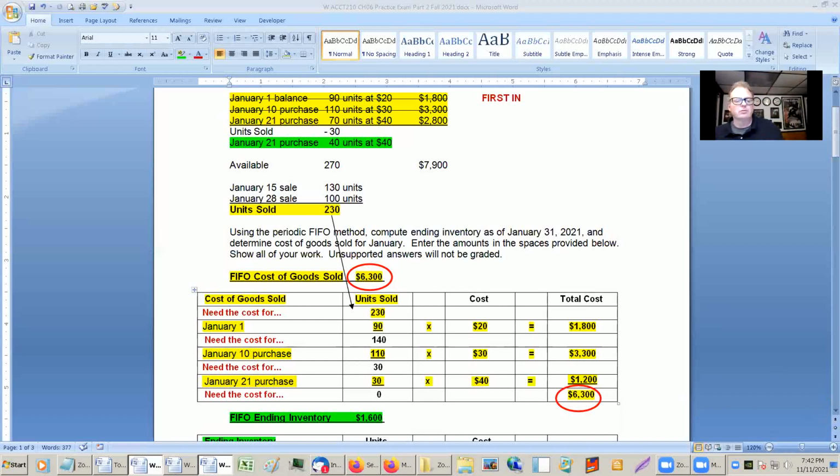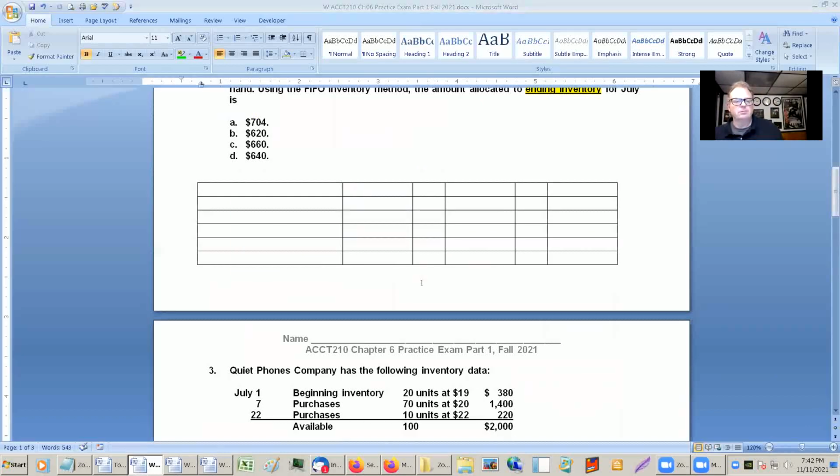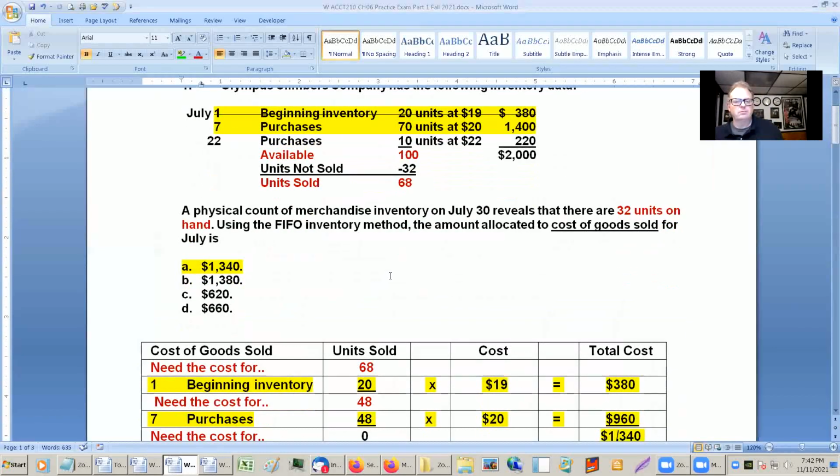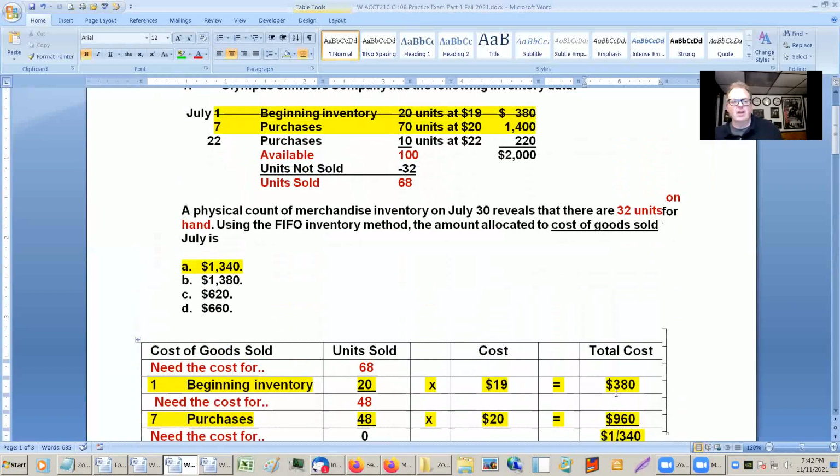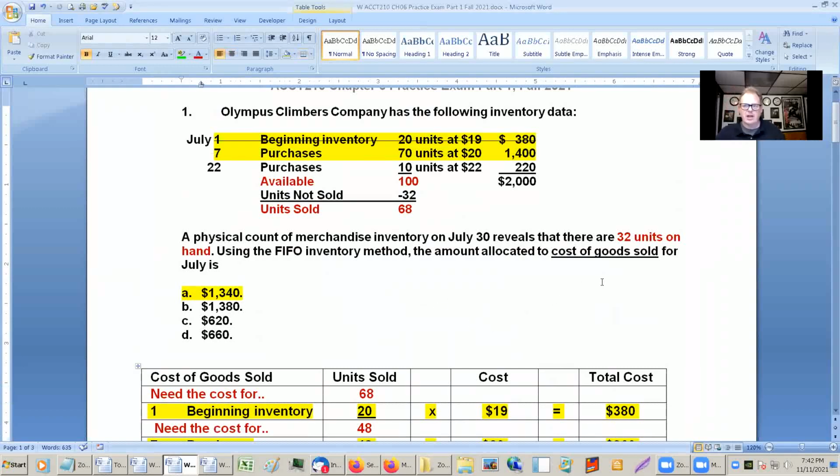So let's go to the first one. You should have gotten this, 1340. Oh, so I think somebody put in the ending. But it's A. I'll give you that one. So that one's A, so that's good.